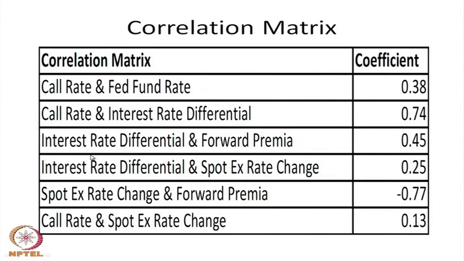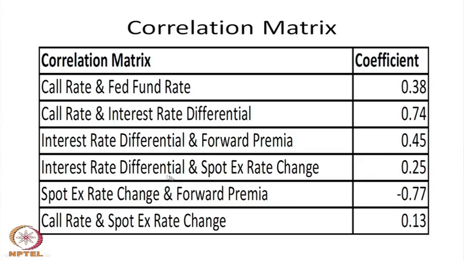Similarly, the third correlation I have taken here is interest rate differential and forward premium. Whenever interest rate differential is high, the forward premium should also be high, because interest rate differential here is call money rate minus the Fed fund rate, and forward premium should bridge the interest rate differential so as to not have any kind of arbitrage between money market and forex market. I have found some extent of positive correlation, 0.45, between the interest rate differential and forward premium. When the interest rate differential is high, forward premium is also high; this indicates positive correlation 0.45.